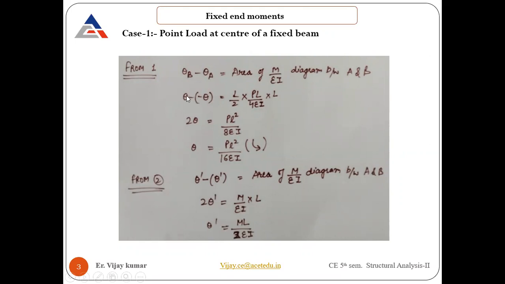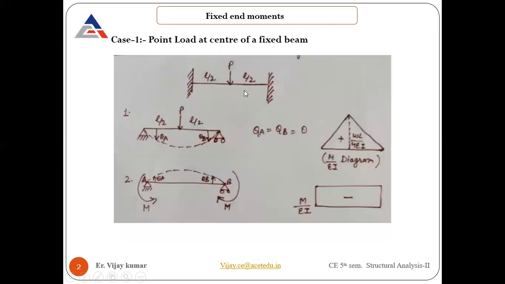Their difference, obviously theta b and theta a are the same, so I'm just taking them as theta only. So theta minus of minus theta, because I'm taking anti-clockwise positive and clockwise negative. Minus of minus means it's a clockwise direction theta. So this is equal to the area of the M over EI diagram. This is the M over EI diagram.